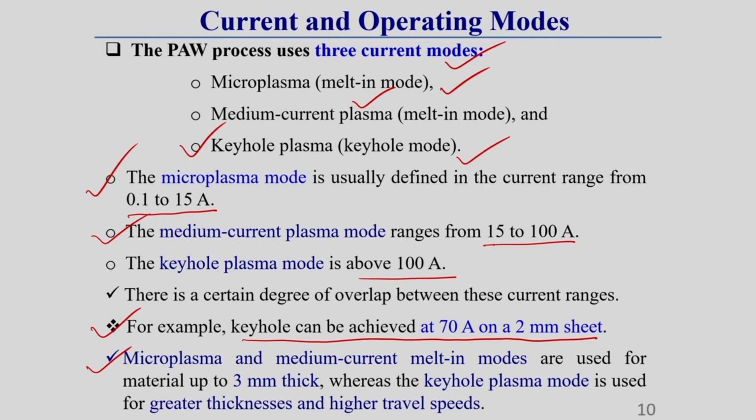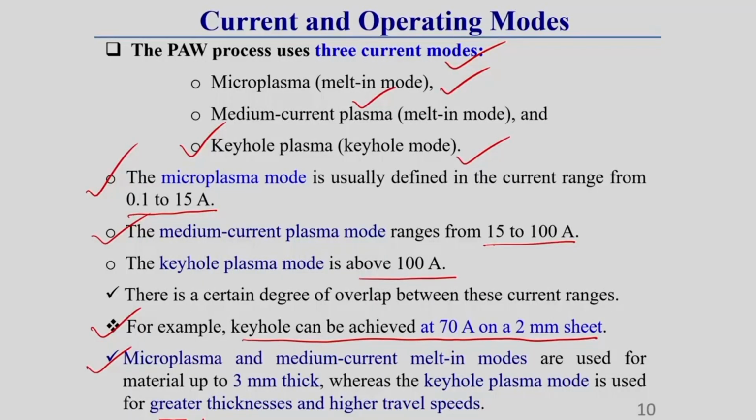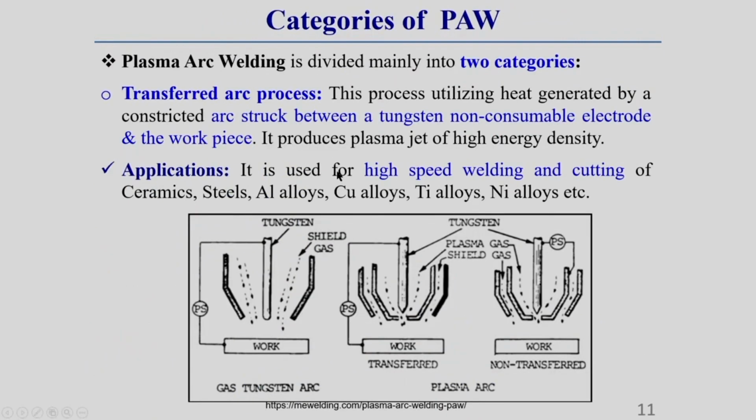Keyhole mode technique generally has a very high power density. Due to this high power density, by using keyhole mode we can get a high speed of the welding process also, as I have written. That means we can use greater thickness of plate and higher welding speed also.